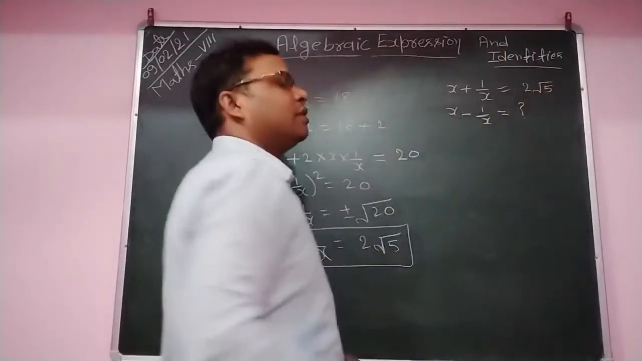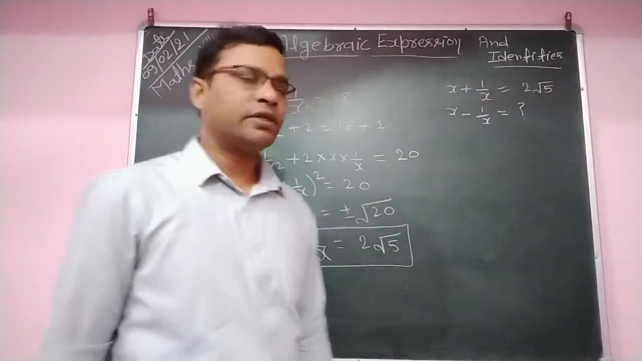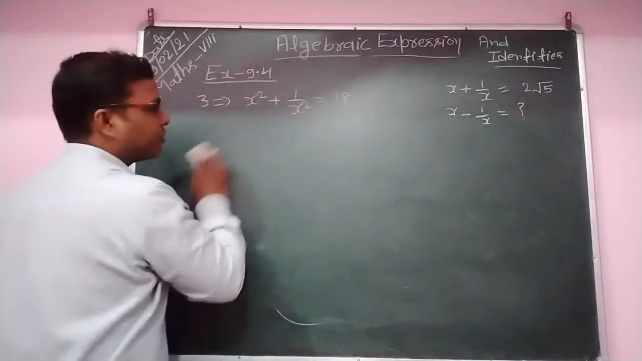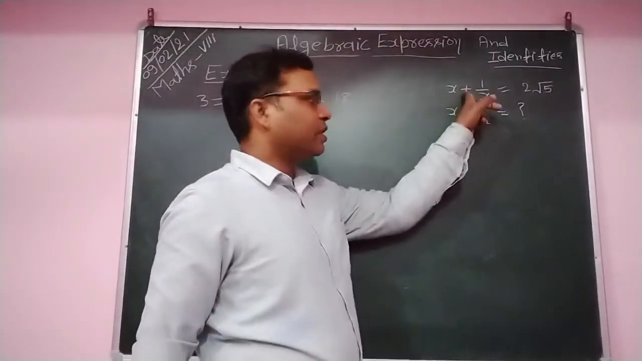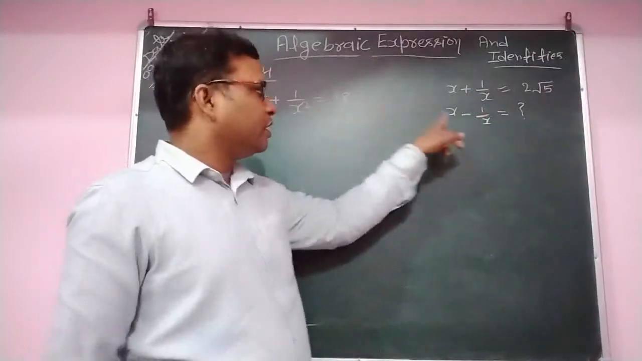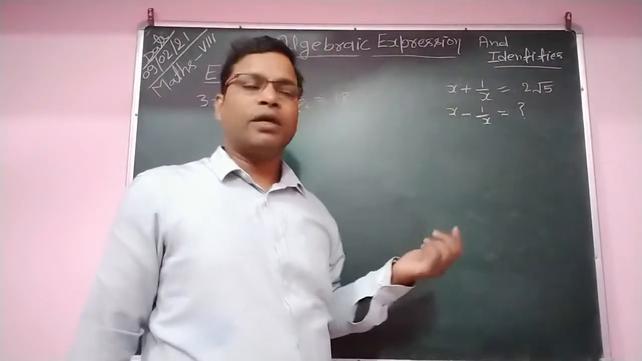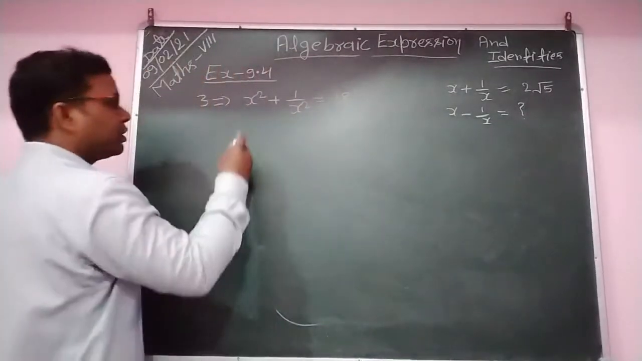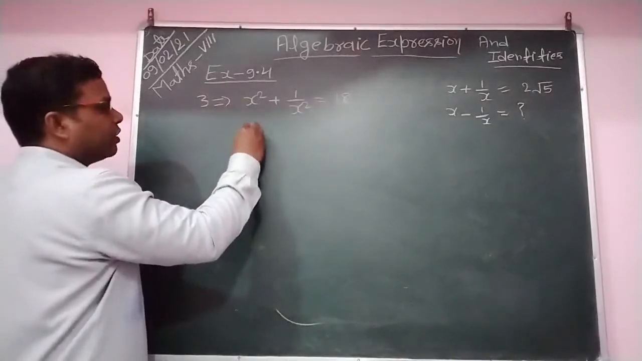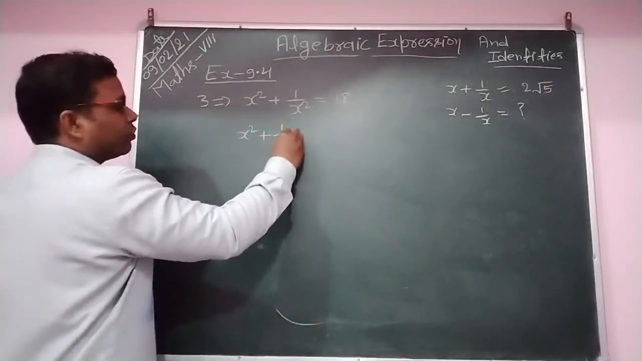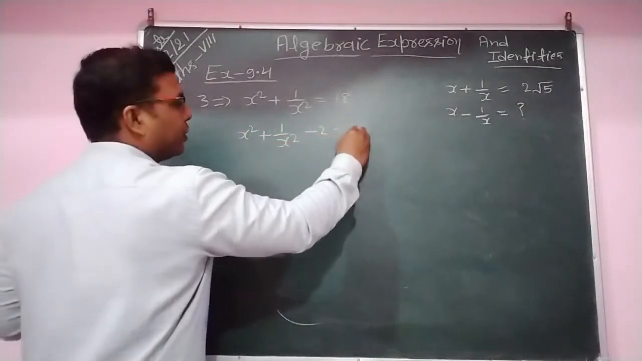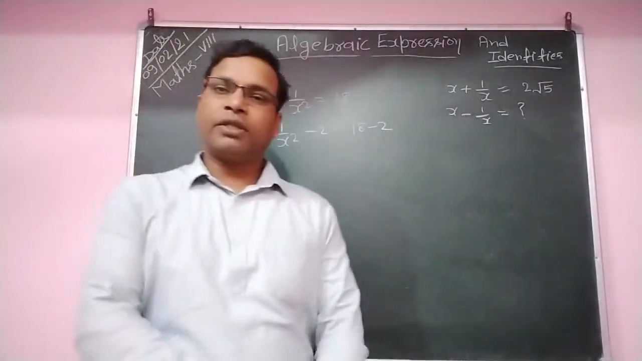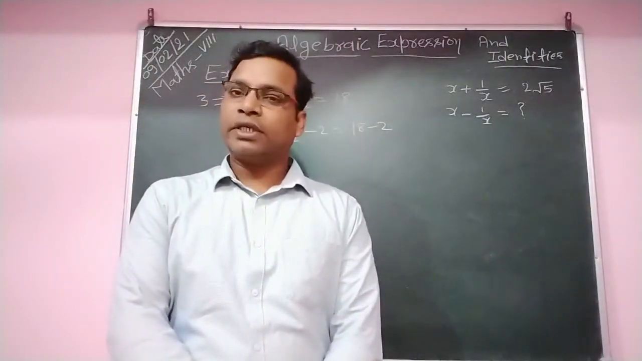We need to find the value of x minus 1 upon x. So for this, again we subtract, because you can see there is a minus sign here and a plus sign there. Earlier we added 2 to both sides, but here it is a minus sign, so we subtract 2 from both sides. We can write x square plus 1 upon x square minus 2 is equal to 18 minus 2. If you subtract the same quantity from both sides of an equation, the equation does not change.